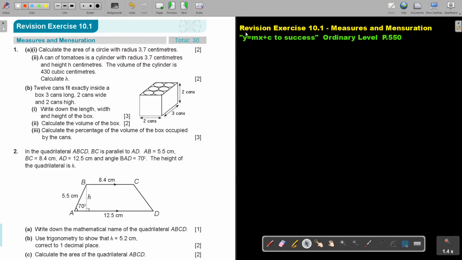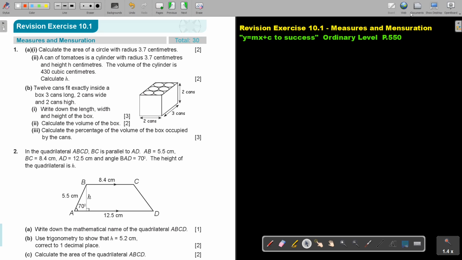In this video, we are going to focus on revision exercise 10.1, measures and mensuration. You will find this on page 550 in the Namibian Ordinary Level Mathematics textbook, Y equals mx plus c to success. Now, this is actually not a very difficult chapter. There's just a few extra shapes, like the cone and the sphere and the pyramids, that are coming in. But the nice thing is, they will give you the formulas.